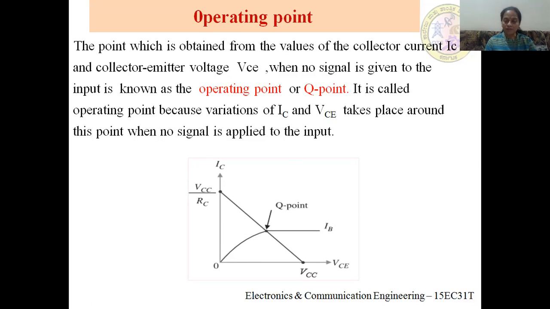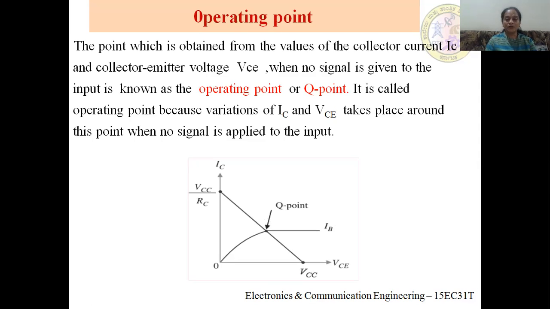A point which is obtained from the values of collector current IC and collector-emitter voltage VCE without applying the signal is known as the operating point or Q point. It's also called a quiescent point, meaning silent. It is called an operating point because the variation of IC and VCE, that is, when you apply a signal, the collector current increases or decreases, takes place about this Q point. That's why it's called an operating point. The variation of IC and VCE takes place above or below this point.